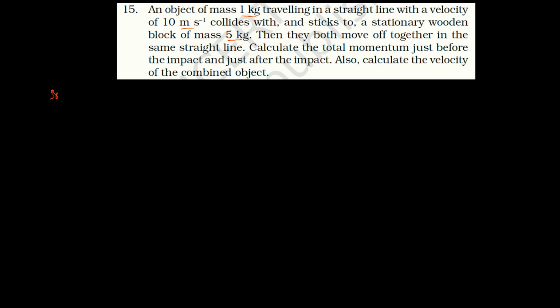Masses are given, so write down m1 is nothing but 1 kg, and m2 is given as how much? 5 kg. And v1 is given as how much? 10 meter per second, right? So what is going to be the value of v2? Look carefully, what is actually given? Stationary wooden block. That means it is stationary, so v2 is going to be 0. So what is going to be the total momentum before collision?